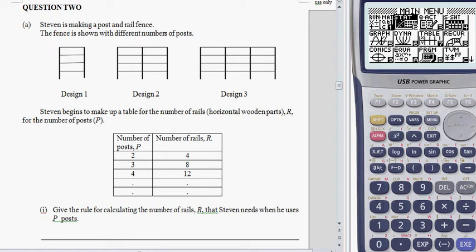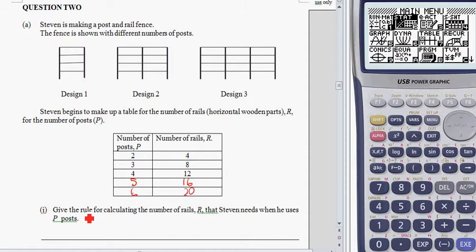2013 question 2. Stephen's making design with posts and rails. Here's number of posts, number of rails. You might like to fill in another couple places just to make sure you can see that the pattern there.